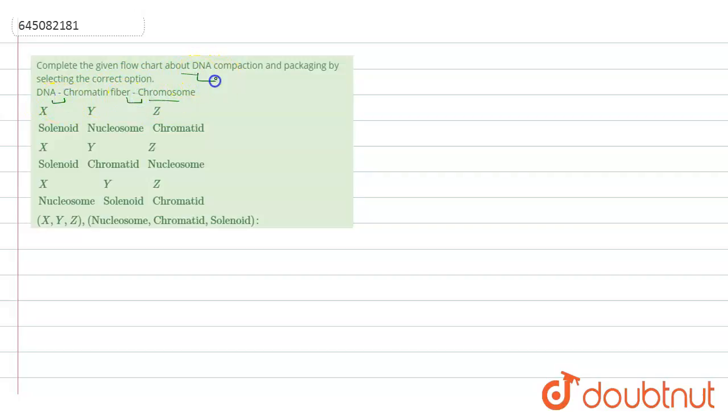Okay, so what is DNA? DNA is a genetic material present in all living organisms. It is not mandatory that all living organisms will have only DNA as a genetic material. There could be RNA also.